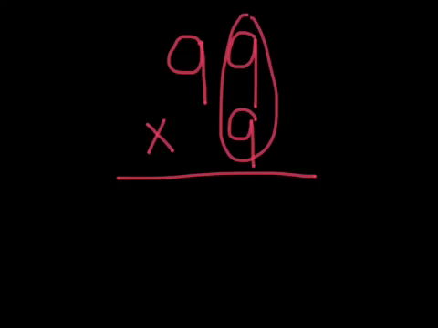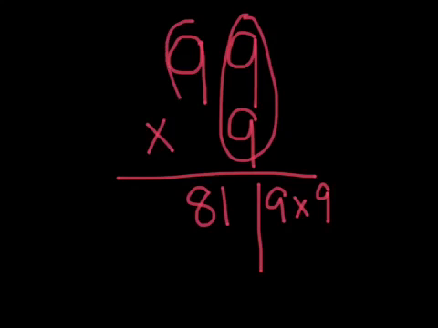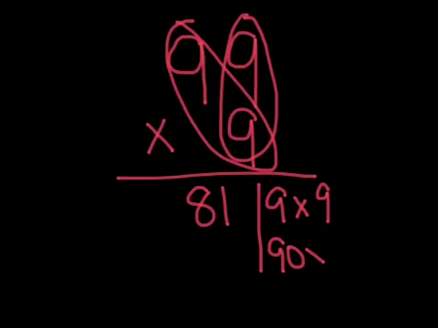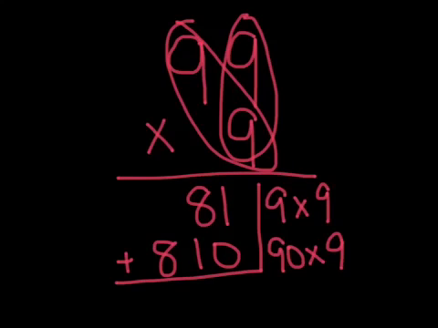Alright, using the traditional algorithm, we would start off by doing 9 times 9. And 9 times 9 would give us 81. And then we would do 90 times 9, and that would give us 810. If we add those together, we would get 891. 891 would be the correct solution.